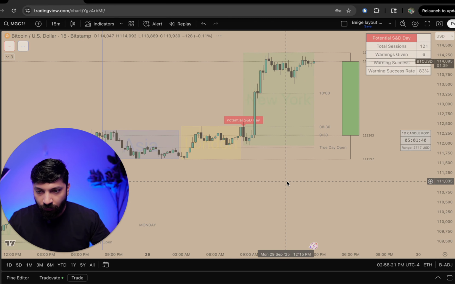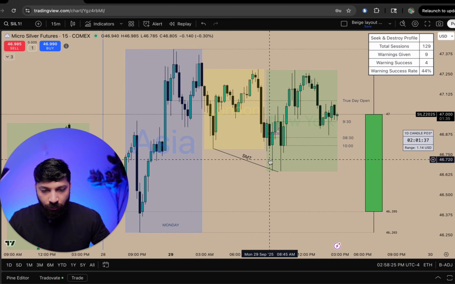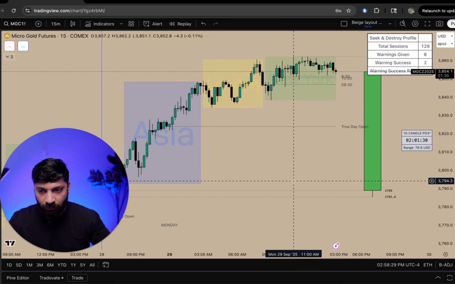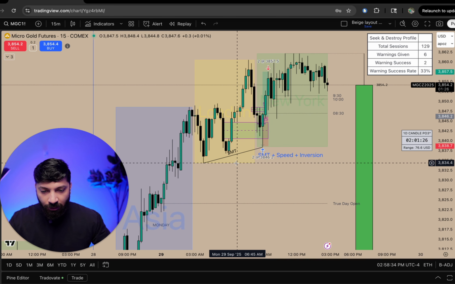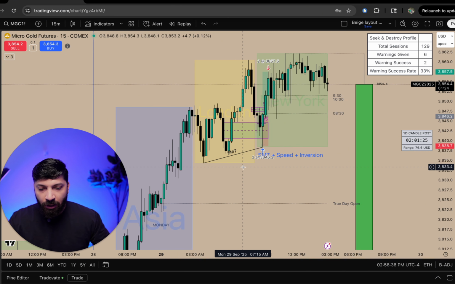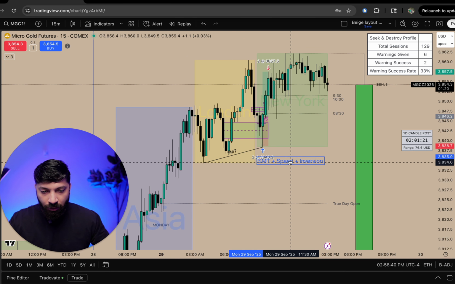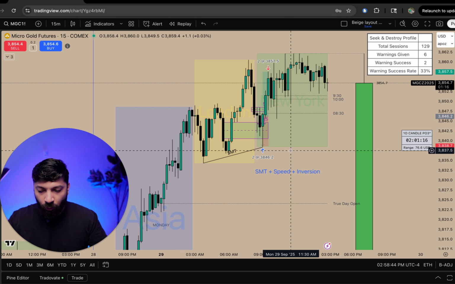Now, if you look at silver here, you can see that silver made a lower low, swept the London lows, and gold did not, right? Gold did not take the London lows and form this SMT. So this was the first reason that I wanted to get into the trade, right? SMT.